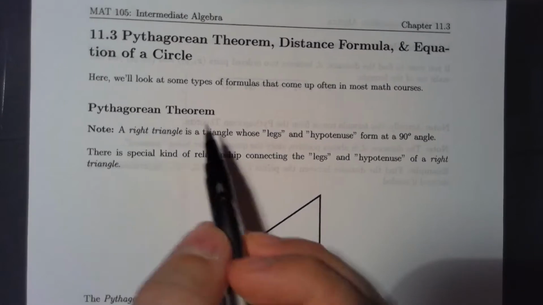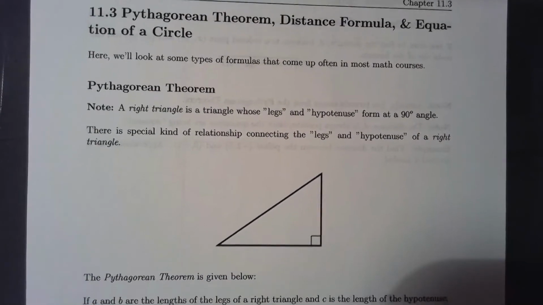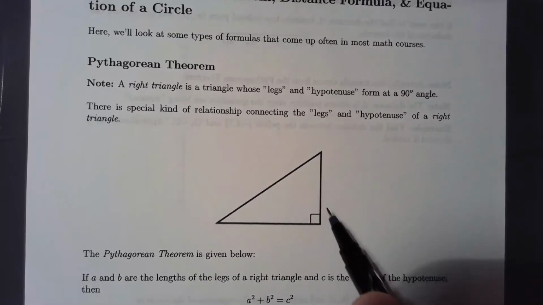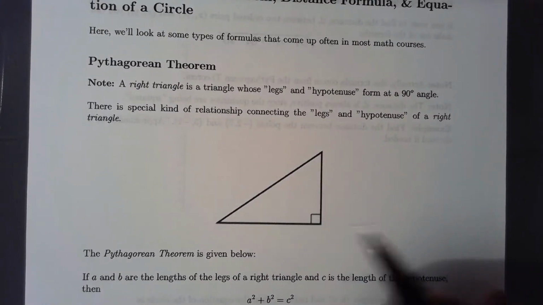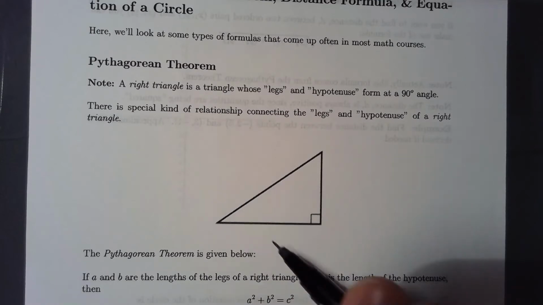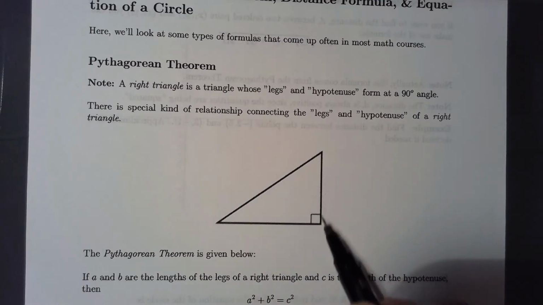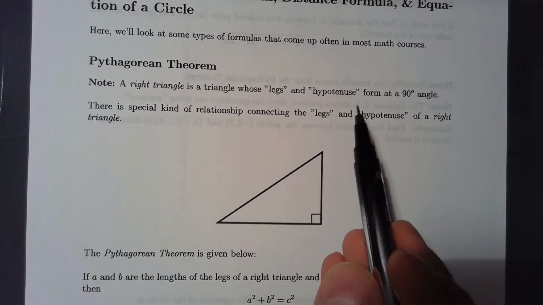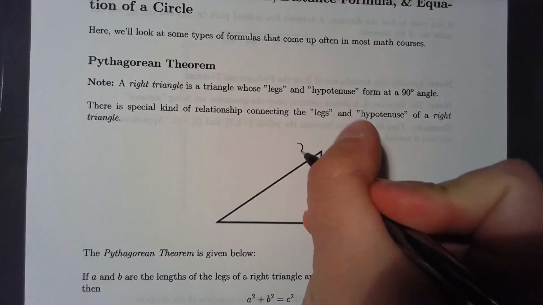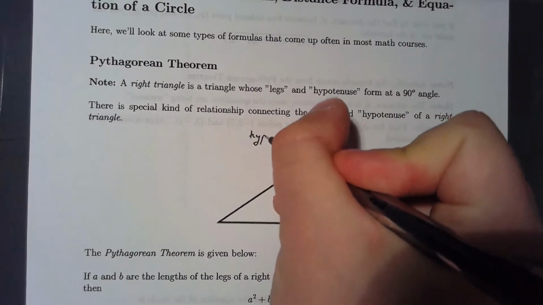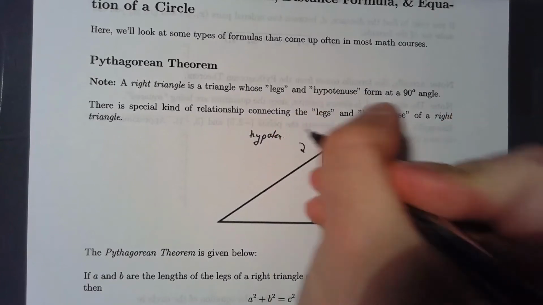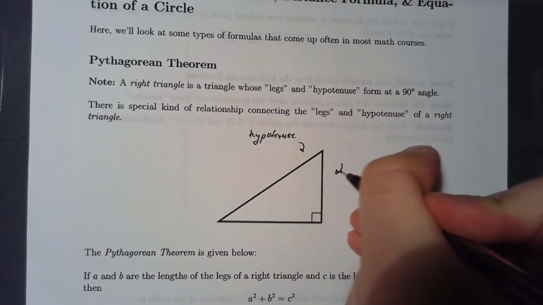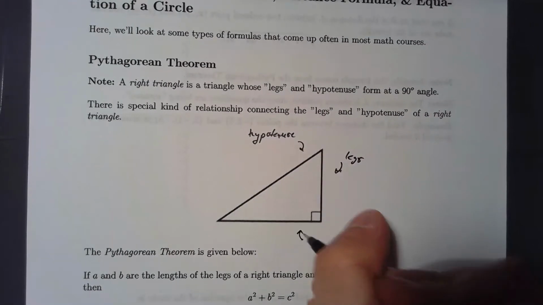So the first thing we're going to look at is Pythagorean's theorem. If you don't know this already, obviously this is a triangle, but more specifically it's a right triangle, because these two legs of this right triangle form together at a 90-degree angle. That's what this symbol indicates. The slanted side is called the hypotenuse. So this right here is the hypotenuse. And these two sides are legs.